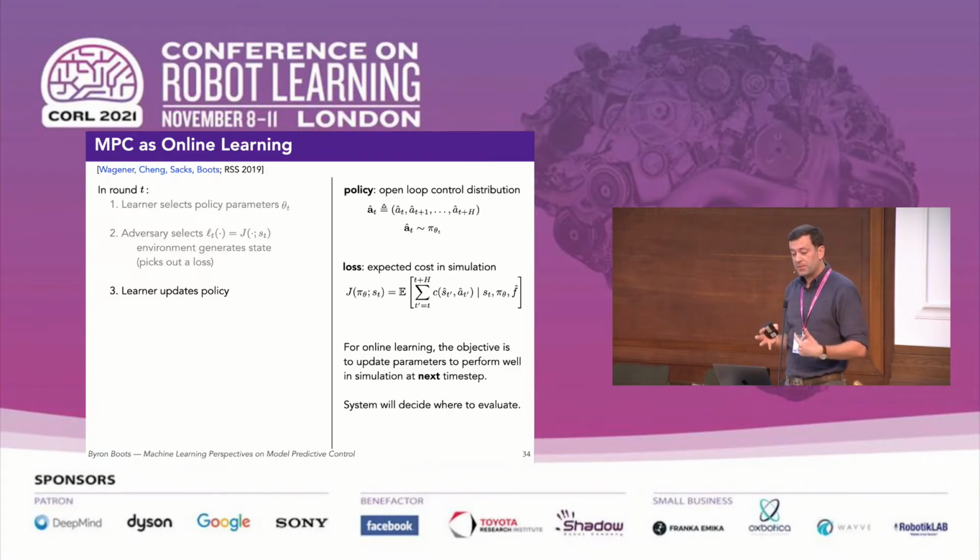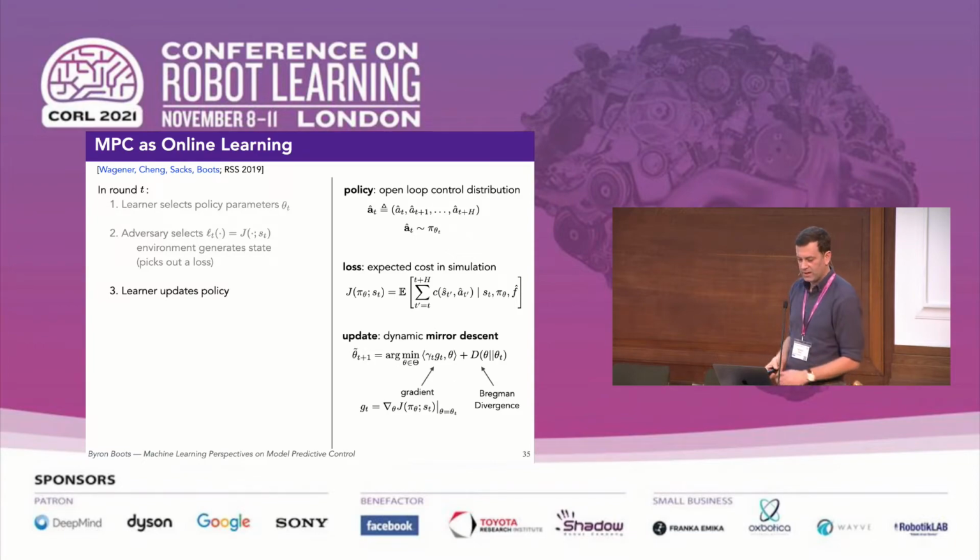Okay, so then from the online learning perspective, the objective is to update the parameters to perform well in simulation at the next time step. So in other words, we want to update the parameters so that the policy will have low cost in simulation at wherever the system decides to play it, right? Wherever it decides to place me.